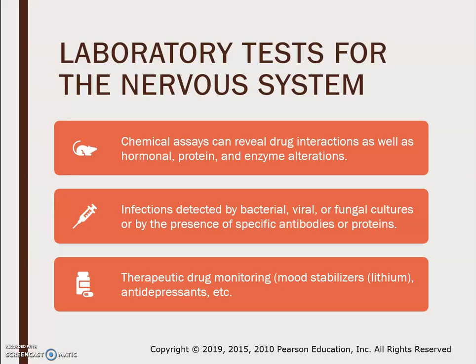Laboratory tests for the nervous system. Chemical analysis can reveal drug interactions as well as hormonal, protein, and enzyme alterations. Infections are detected by bacterial, viral, or fungal cultures, or by the presence of specific antibodies or proteins. And therapeutic drug monitoring: mood stabilizers such as lithium, and antidepressants. These therapeutic drugs we will talk about later in Chapter 16 and Chapter 15. It is essential that we monitor these very closely. These will be timed tests to make sure that the medication the patient is on is working effectively.